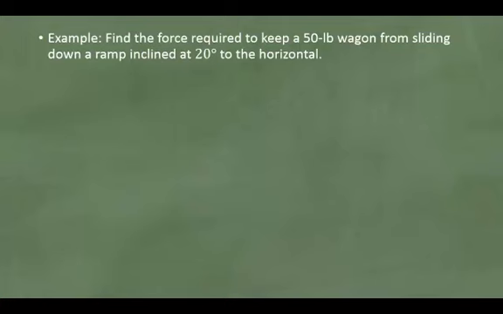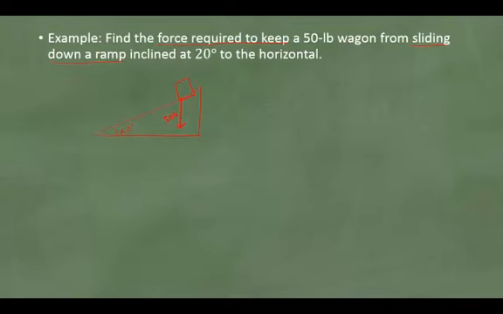Find the force required to keep a 50-pound wagon from sliding down a ramp inclined at 20 degrees to the horizontal. So let's draw this out. This is a lot to try to do in your head, so we need to draw it out. So there's a ramp. There's the ramp we're talking about. It's 20 degrees inclined. We have a wagon up here somewhere, let's say. It's 50 pounds, so the force, like the weight or the force in the downward direction, is 50 pounds. And we're trying to find the force required to keep it from sliding down the ramp.